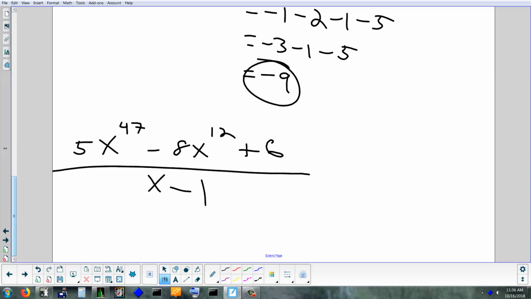You should be able to get the remainder there in under 10 seconds, especially because you're just plugging a 1 in. If it was a number bigger than 1, raising it to the 47th power would be a little tough in your head. But a 1 shouldn't be.